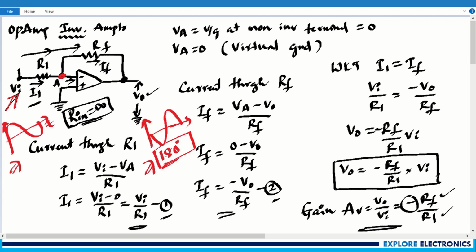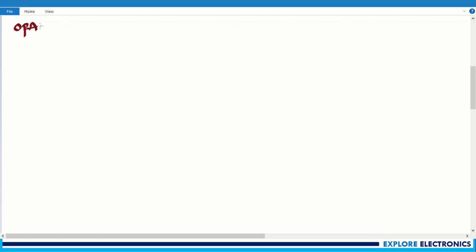This is about op-amp inverting amplifier. So let us see the non-inverting amplifier now. So the next thing is op-amp non-inverting amplifier.